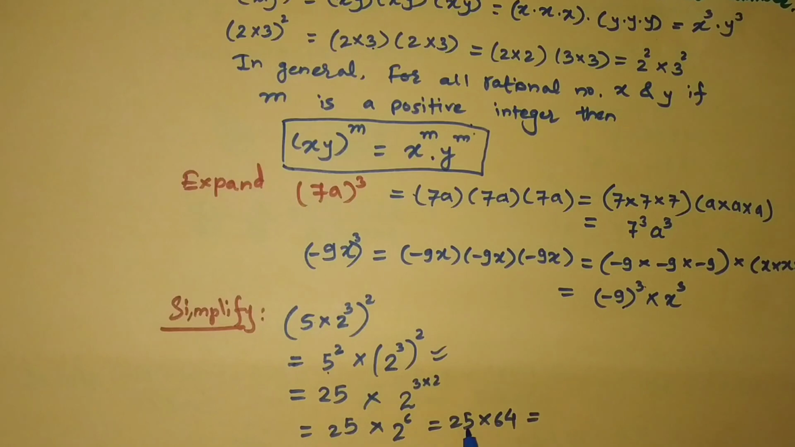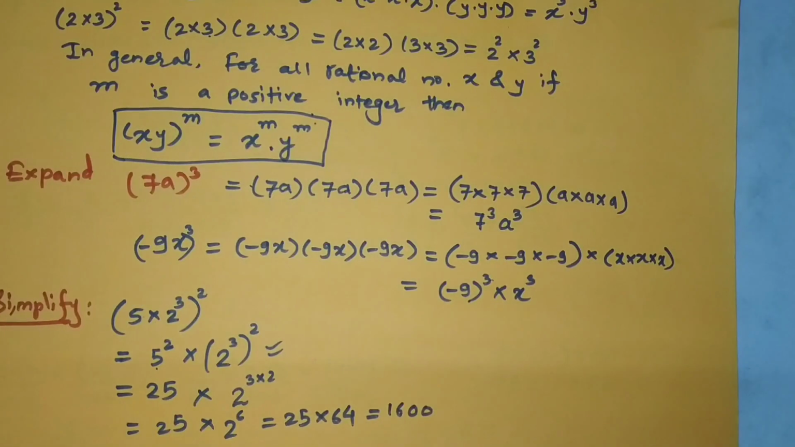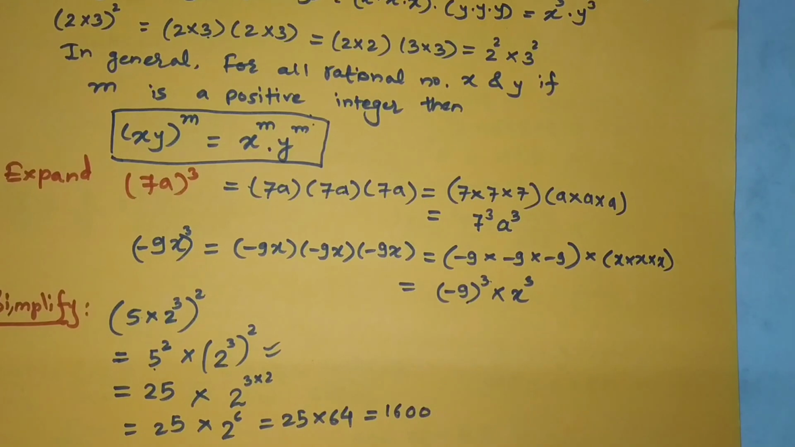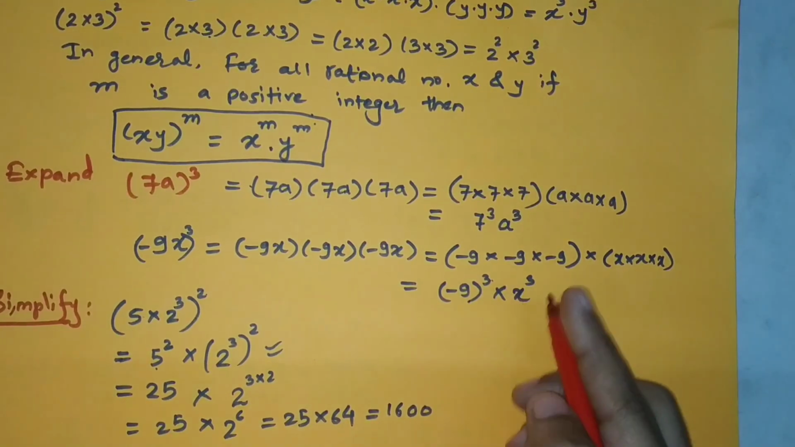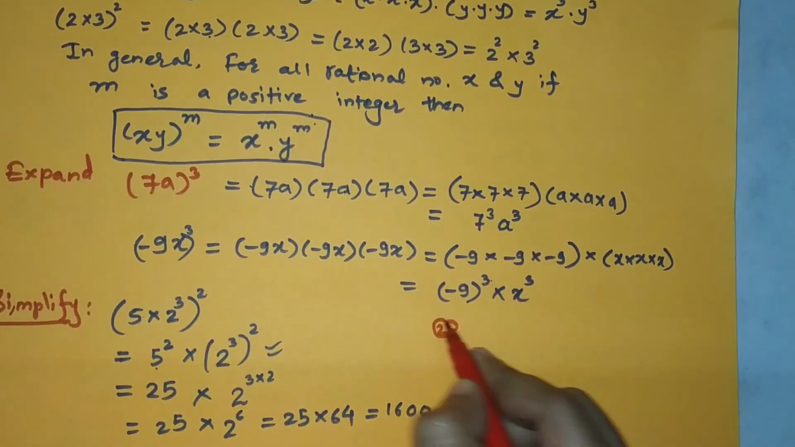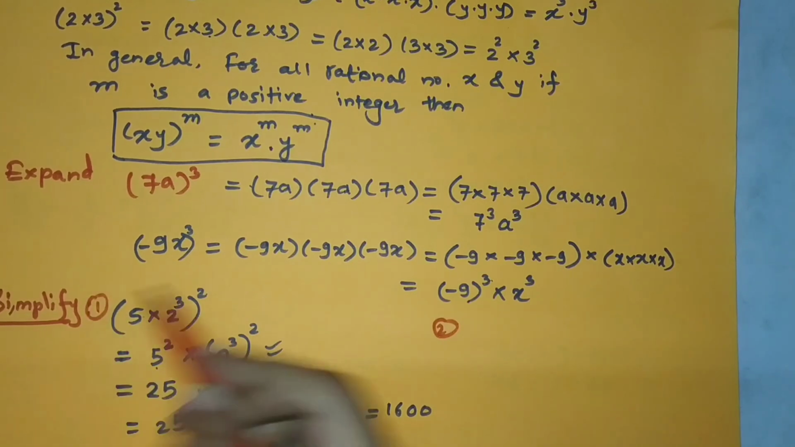So now 25 into 64. What will we get? 25 times 4 is 100, and that is 1600. 1600. So in this way you can get it. We'll go for one more example. Like friends, we are having another example. Example number 2. This is example number 1.